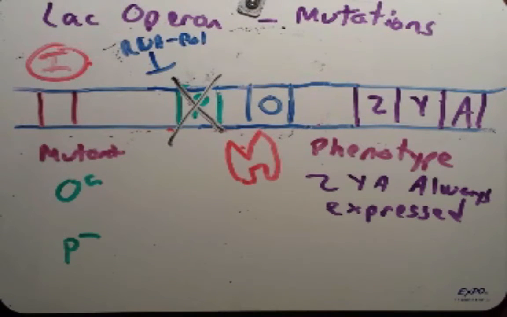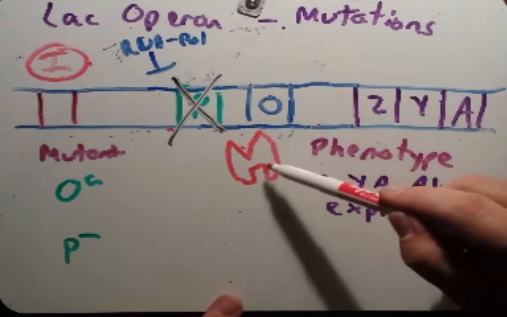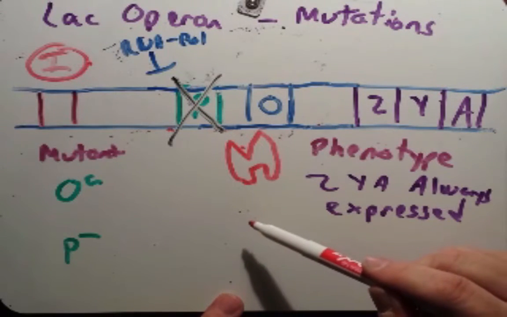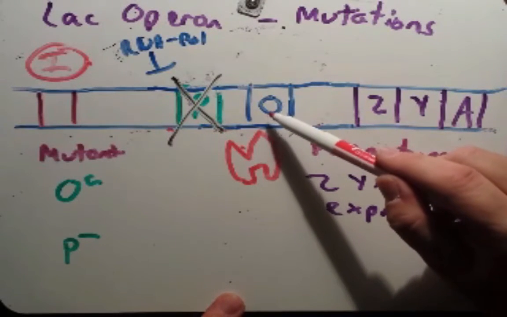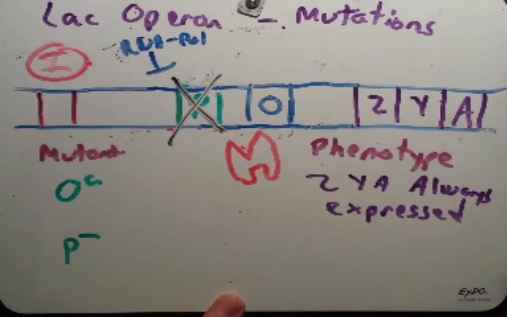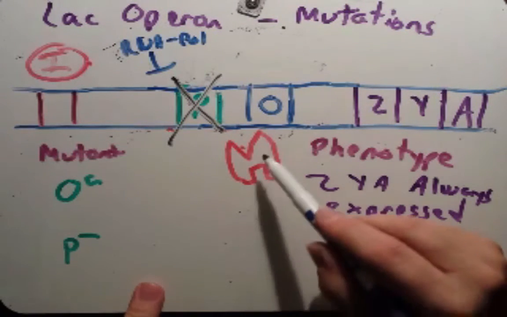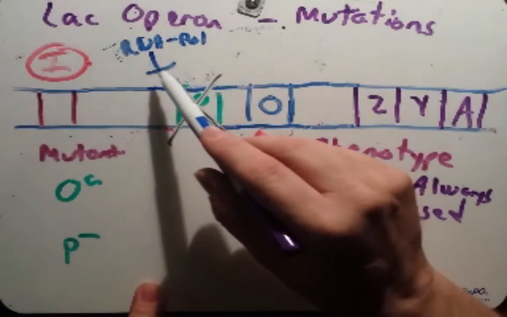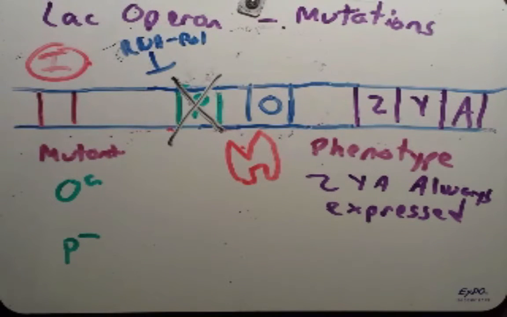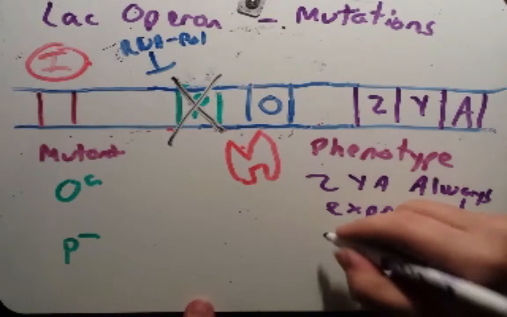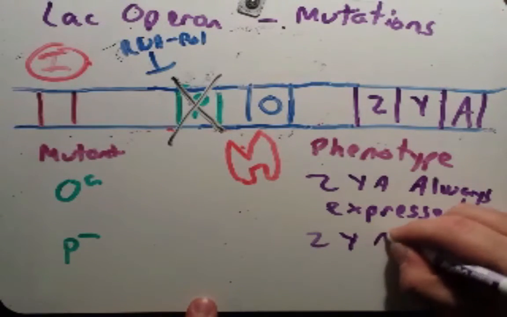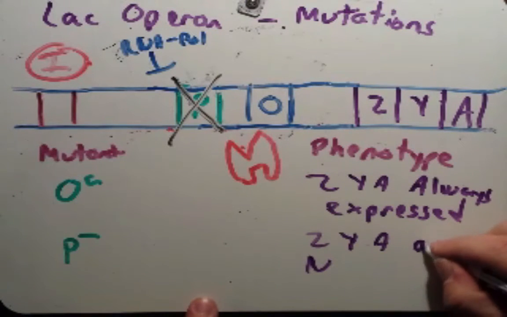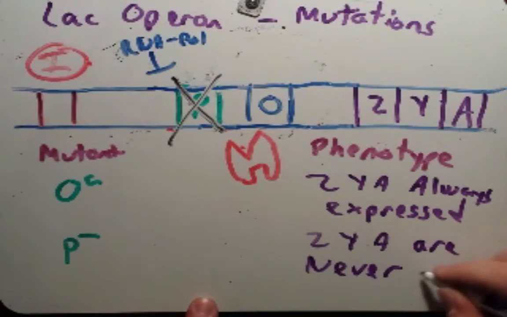As a result of that, it doesn't matter if this repressor is bound to the operator or not bound to the operator. It's binding to it when there's no lactose in the cell, and it's falling off of the operator when there is lactose in the cell. But it doesn't really matter, because the repressor, even though it's doing its job coming on and off the operator, is not able to block the RNA polymerase, because the RNA polymerase isn't able to do its job. It's not able to bind to here. And so as a result, ZYA are never expressed.